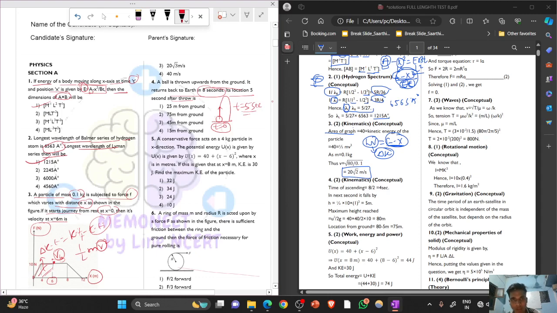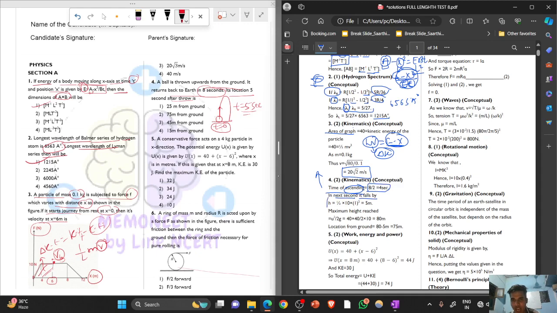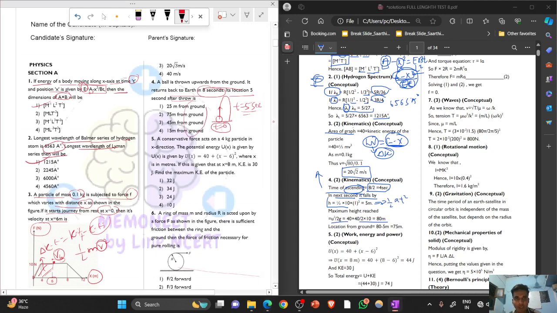You just need to use the kinematics. Now moving to the solution. You know the time of ascending. Ascending means going upward, it is 8 upon 2, that is 4 seconds. And in the next second it falls by a height, distance half at square, as the initial velocity is 0. So ut, that u will be 0. So you can calculate the maximum height. Now it is asking about the ground, as you can see in the options. So location from the ground can be calculated by 80 minus 5, that is 75 meters from the ground, not from the top. So option second will be your correct answer.